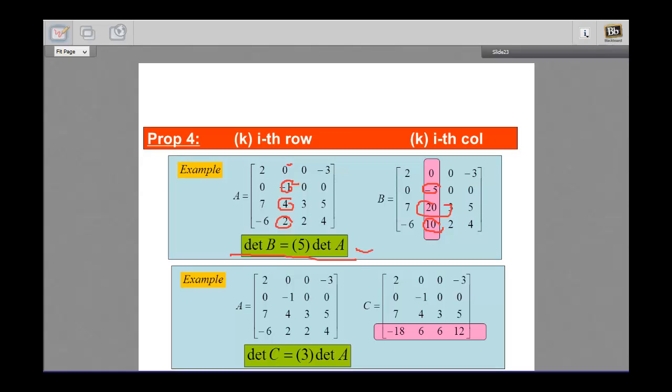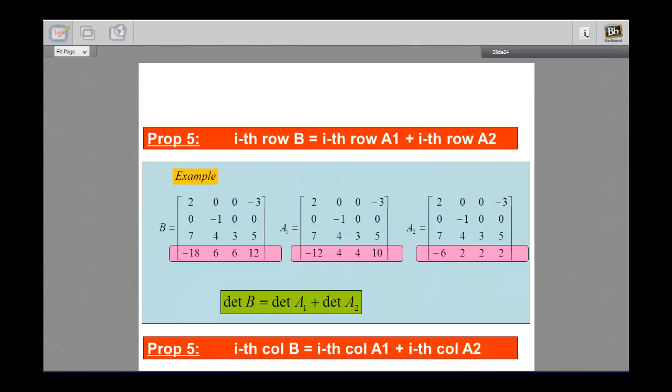Similarly, here we have a determinant A, and if we multiply it by 3, then 6 3s are 18, 2 3s are 6, 2 3s are 6, and 4 3s are 12. So we write that the determinant of C will be equal to 3 times the determinant of A. This is one property of the determinant.